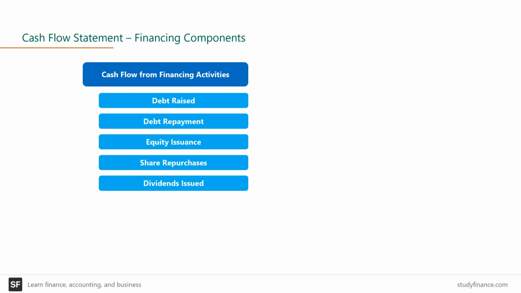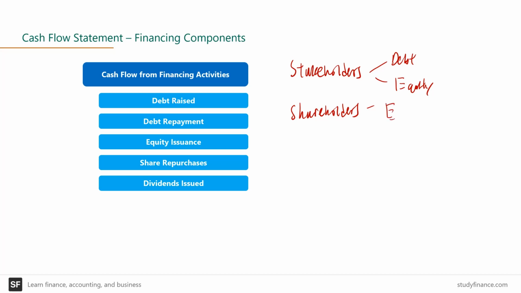By the way, I just want to clarify that stakeholders represent both debt and equity investors. So stakeholders include both debt and equity holders, whereas shareholders are just those who own equity or own a share of the business.